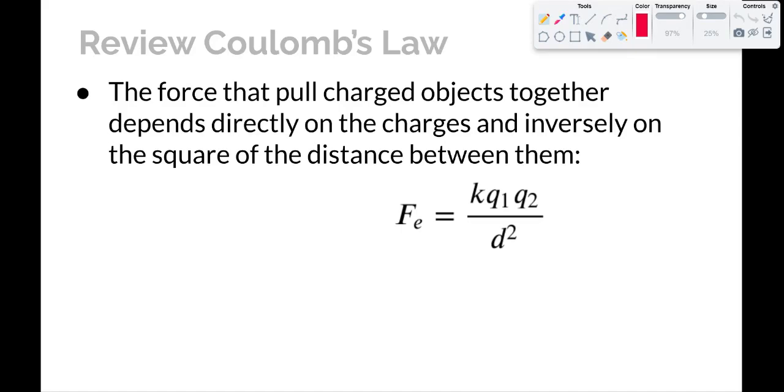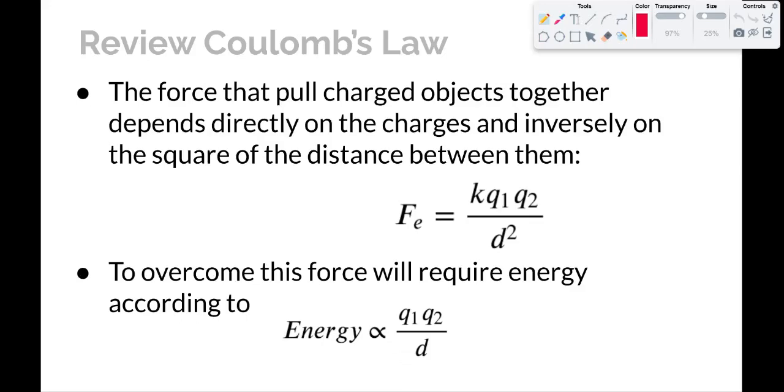Remember that the force that pulls charged objects together depends directly on the charges of those objects, so that's Q1 and Q2 in this equation, and inversely on the square of the distance between those objects. Energy is force times distance, so if we multiply K, Q1, Q2 divided by d squared times d, you cancel out one of the d's.